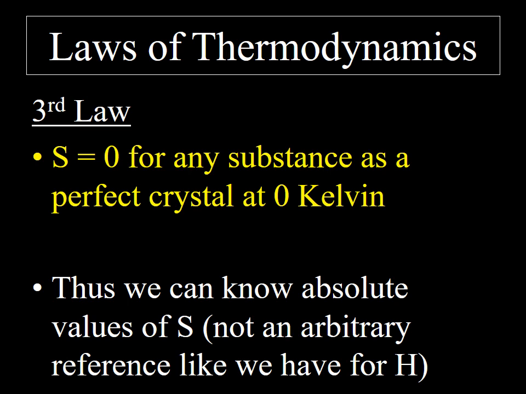So we don't have to pick an arbitrary reference for S like we do for H. Remember we talked about altitude and we said you needed to pick a reference for the altitude or the height of a mountain. We picked sea level. We could have picked the center of the earth, but we had to pick something. We had to pick something for H. We don't have to pick something for S. There is an absolute zero for entropy, and it's at 0 Kelvin.